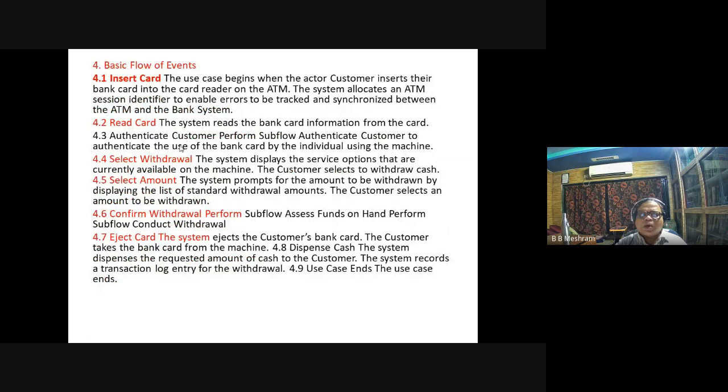So the basic flow of events: first is insert card. The use case begins when the actor customer inserts their bank card into the card reader on the ATM. The system allocates an ATM session identifier to enable errors to be tracked and synchronized between the ATM and the bank system. Second flow is read card. The system reads the bank card information from the card.